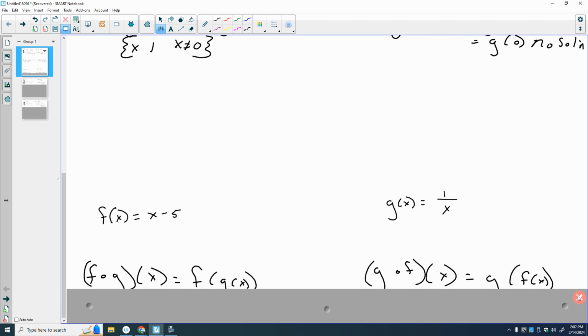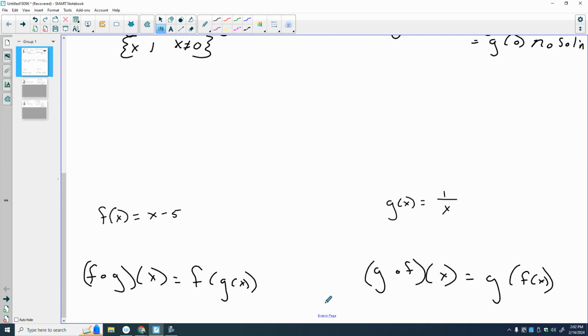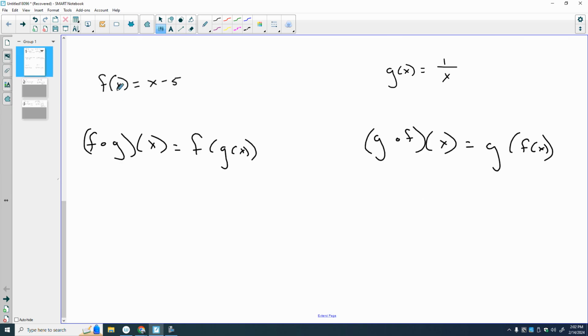I'm going to get rid of this whole thing. So what is, in general, f of g of x? This says take the function g of x. There's no number here, so I'm going to take all of g of x and substitute it into x in this equation. So f of g of x is 1 over x minus 5.